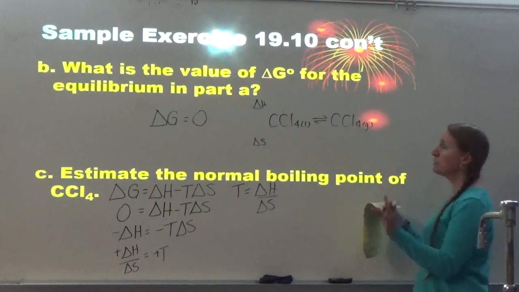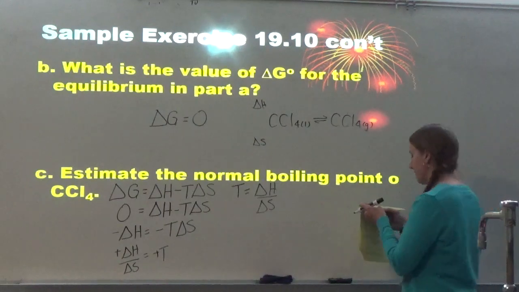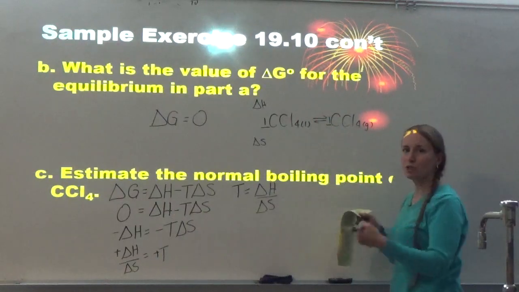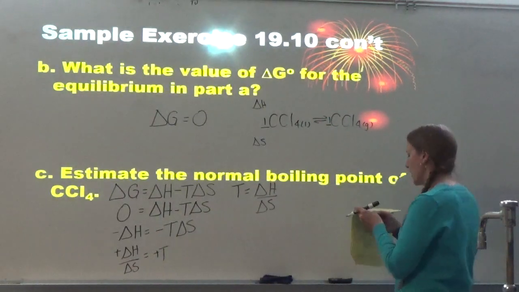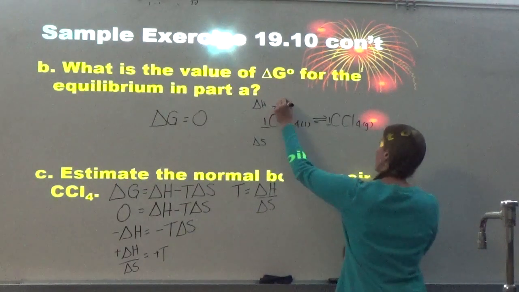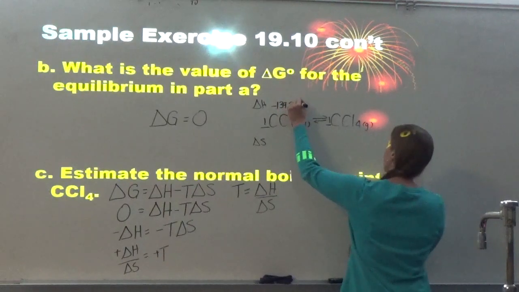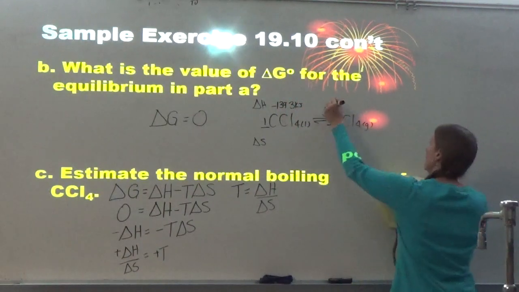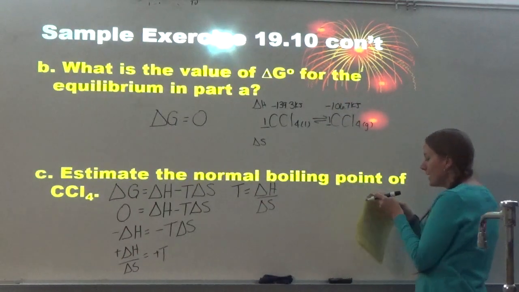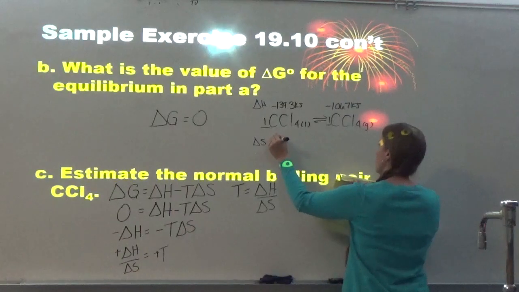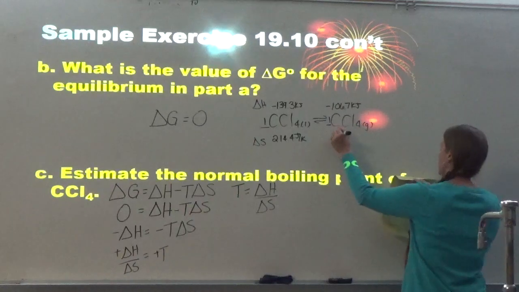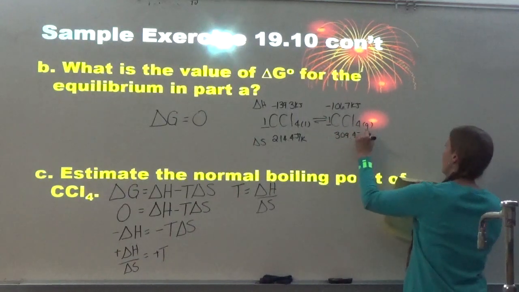Again, I'm just pulling these numbers from Appendix C. The good news is they're both 1 mole, so I'm not going to write the numbers twice. I'm just going to get rid of the moles. For delta H, the liquid is negative 139.3 kilojoules, and the gas is negative 106.7 kilojoules. For S, the liquid is 214.4 joules per Kelvin, and the gas is 309.4 joules per Kelvin.